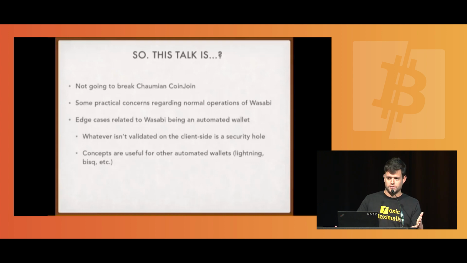So automated wallets are kind of this maybe newer or relatively more popular class of wallets that make non-interactive decisions for you. And I'll explain what this means, but there are clients like Lightning as some sort of an automated wallet, and Bisq, if you ever use Bisq, has some sort of automated functions. So that's an automated wallet, and what I'm going to try to impress upon you is that whatever is not validated on the client side of your wallet is maybe a security hole.